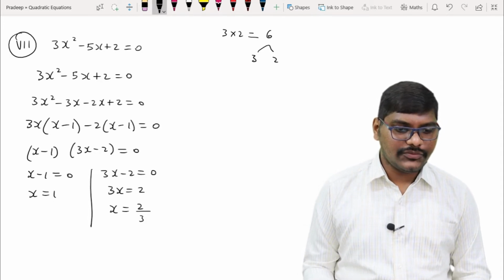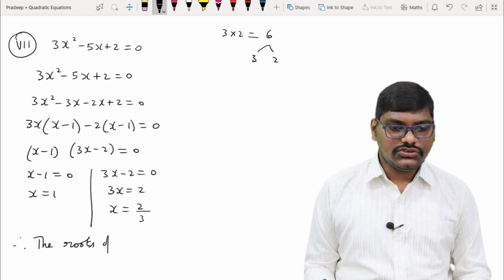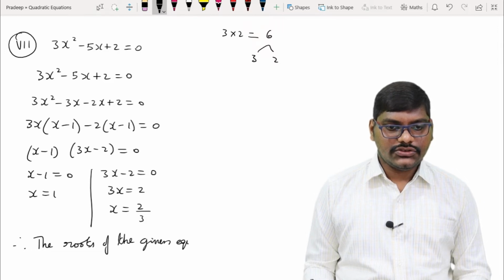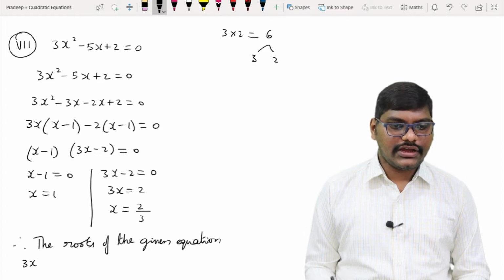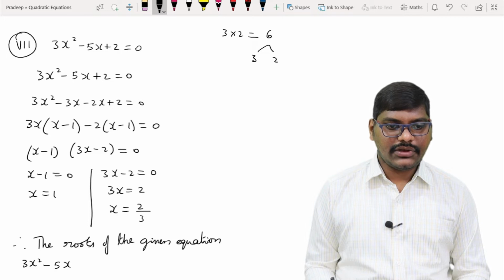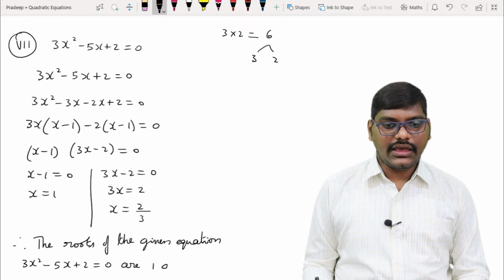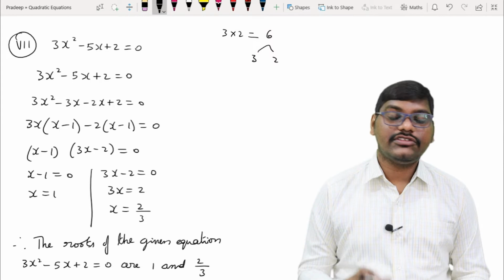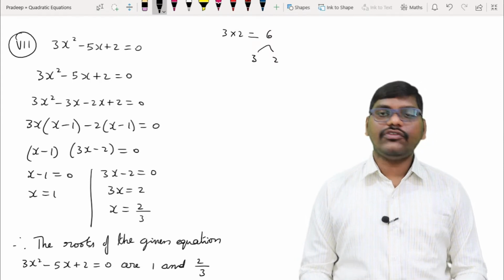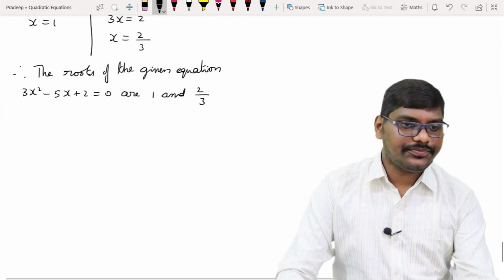So we'll write the conclusion. Therefore, the roots of the given equation, the equation is 3x² minus 5x plus 2 equal to 0, are 1 and 2 by 3. This is the perfect value for this seventh one. The roots which we got are 1 and 2 by 3. Let's see the next, eighth question.